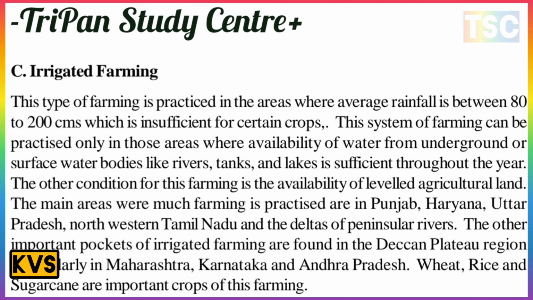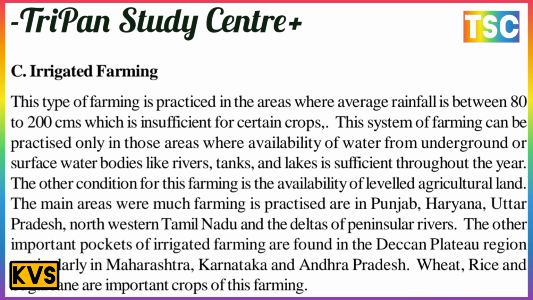The next is irrigated farming. This type of farming is practiced in the area where average rainfall is between 80 to 200 centimeters, which is insufficient for growing crops. This system of farming can be practiced only in those areas where the availability of water from underground or surface water bodies like rivers, tanks and lakes is sufficient throughout the year. The other condition for this farming is the levelness of the agricultural land.